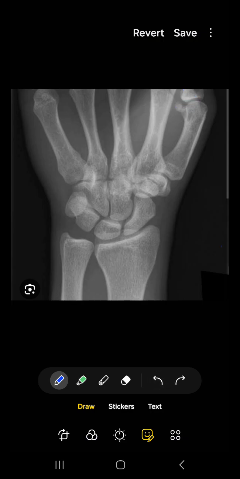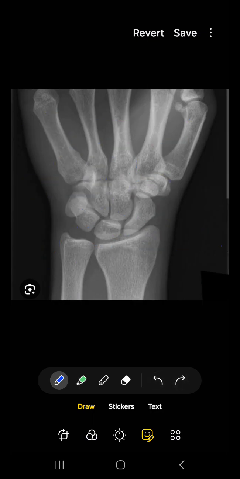So what are the joints we can see? Definitely the inferior radioulnar joint, the radiocarpal joint or the wrist joint. Ulna doesn't take part in the joint. We can see a clear gap over there. Ulna does not take part in the wrist joint or the radiocarpal joint.